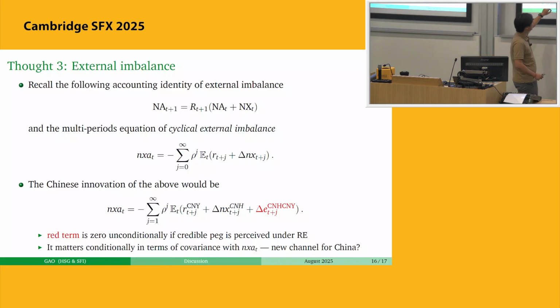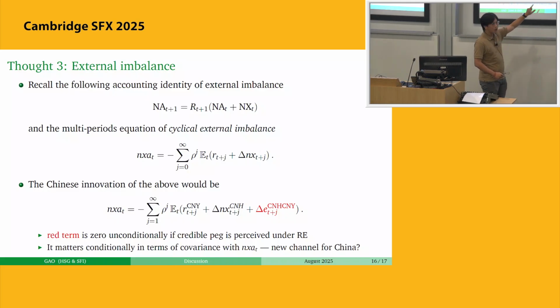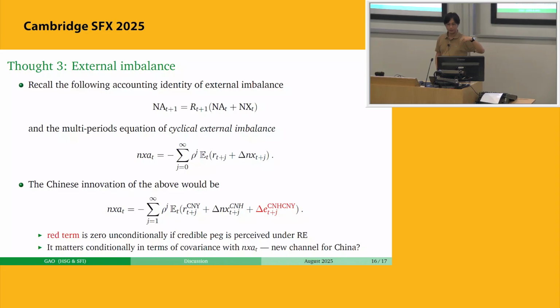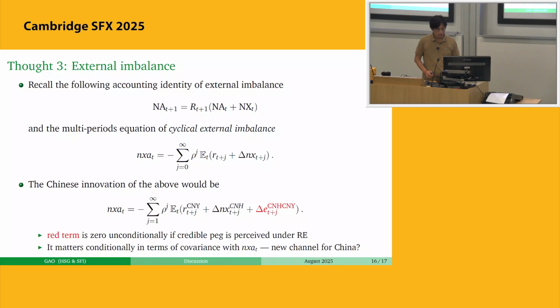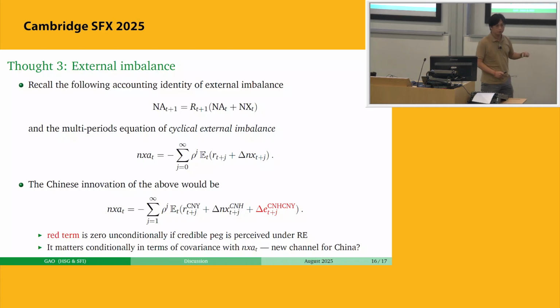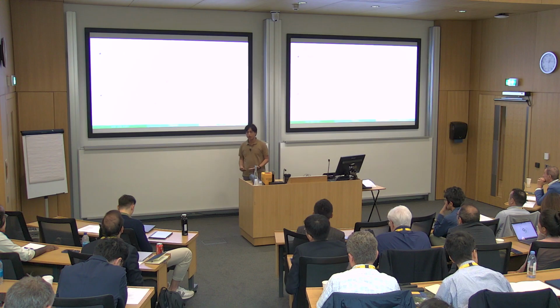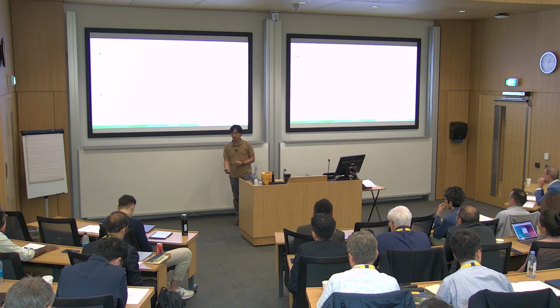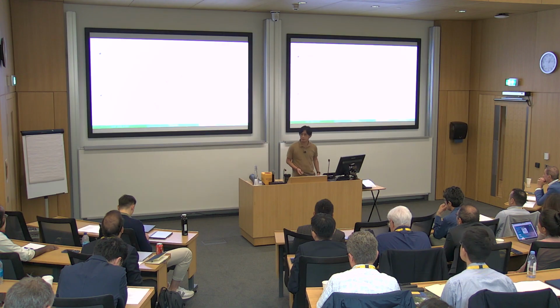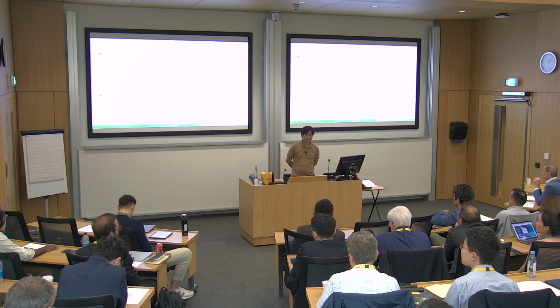In the Chinese situation, the trade part has two terms. Since the current account is measured offshore, it's measured in the offshore currency. You then have an exchange rate between the onshore and offshore terms. Unconditionally, if the peg is credible, this term would become zero. But conditionally, the covariance would matter. So it might be a new channel to think about when you want to link these two external imbalances for China: that this onshore-offshore currency peg might be an interesting new channel for thinking about this dynamic. And that's my last thought. Thank you.